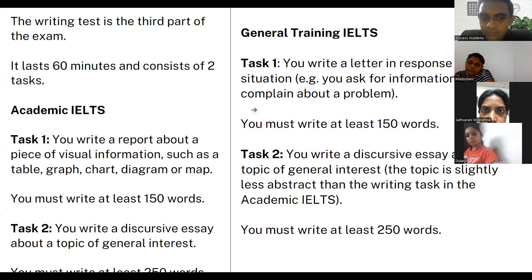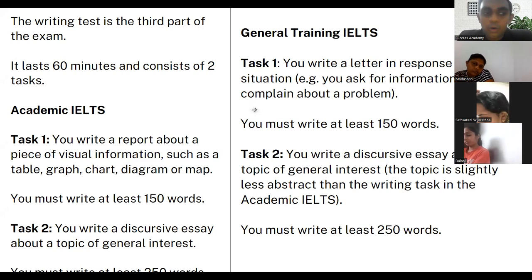You can't write only exactly 150 words. The minimum recommendation by us, by teachers, is 175 words to 200 words. Right? 175 or 200.